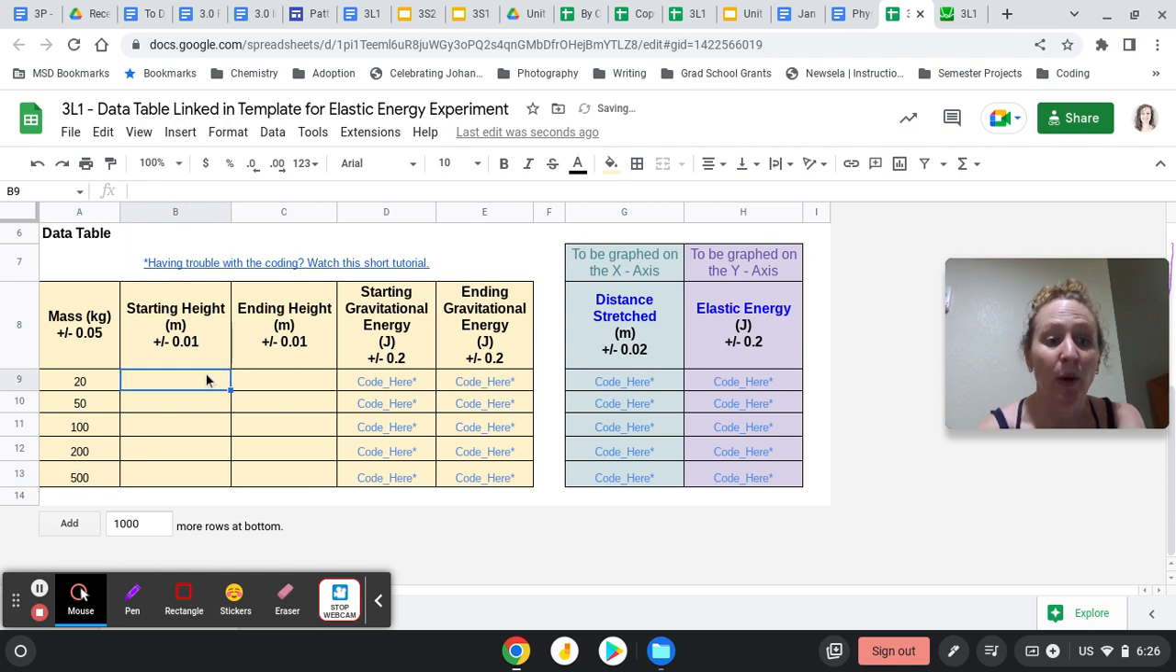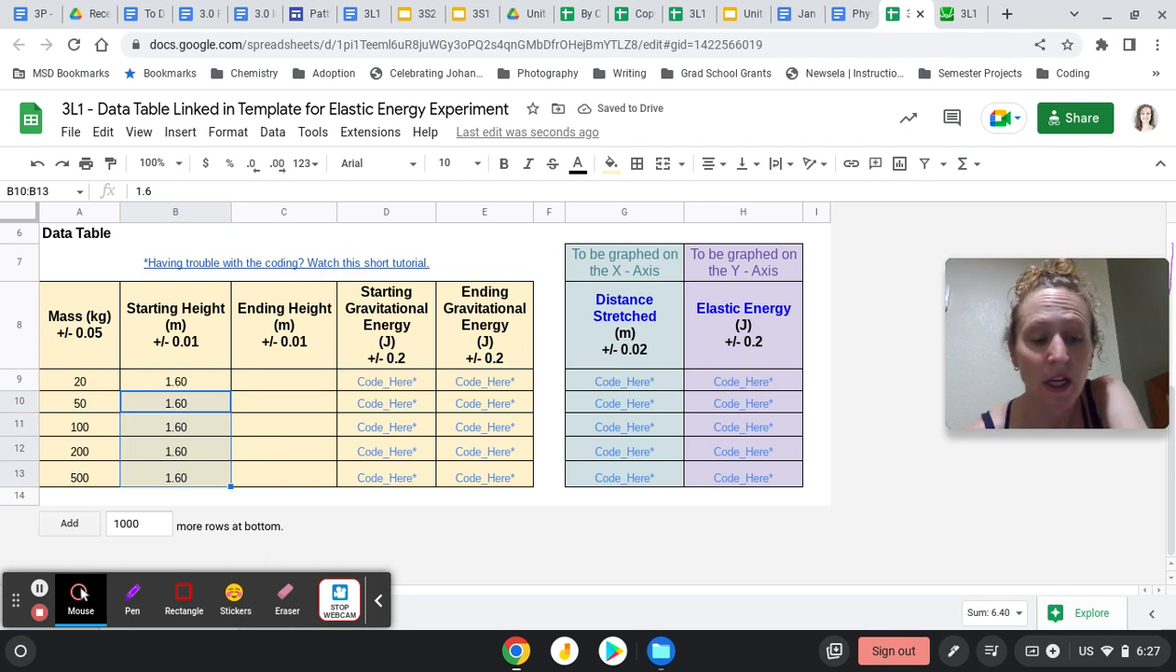Okay. We also measured starting height. The place we dropped our mass from was always 1.6 meters high off the floor. So I'm going to type in 1.6 to all of these. Now, here's a trick on Google Sheets. You can either type them all in, or if you click in the box, you see this little blue box in the corner, you can click and drag that all the way down, and it just fills it in for you. So pause this video if you need to here to fill in all these boxes with 1.6.